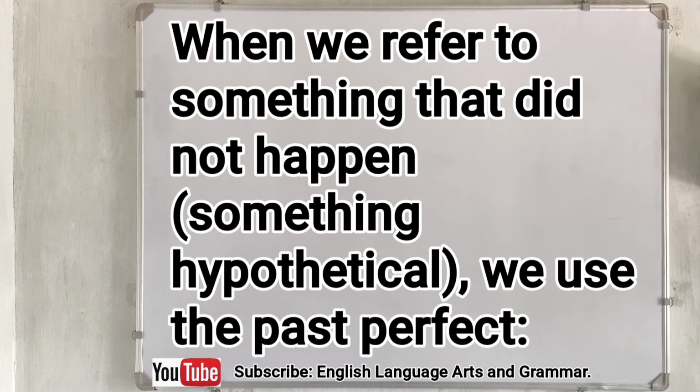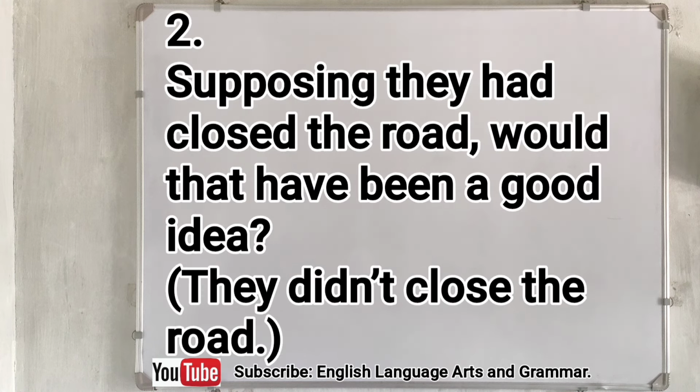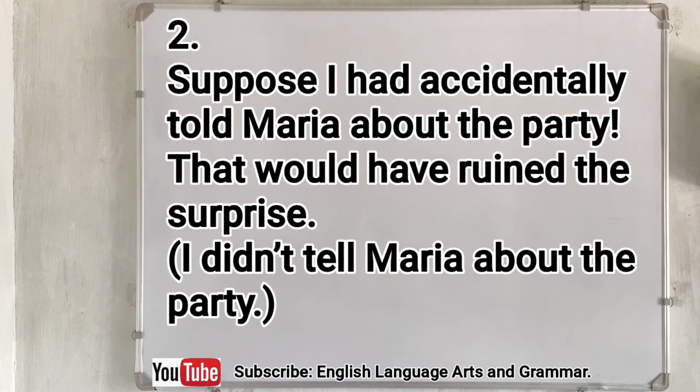When we refer to something that did not happen, we use past perfect tense. Some examples. Example 2. Supposing they had closed the road, would that have been a good idea? Suppose I had accidentally told Maria about the party. That would have ruined the surprise.